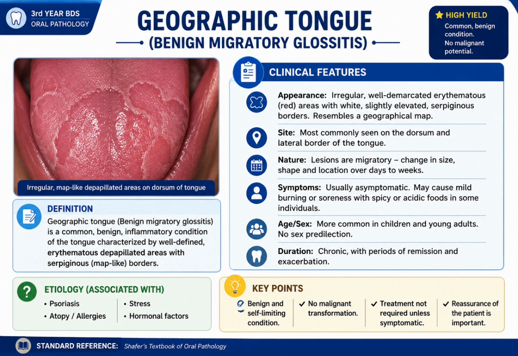So this is all about the anomalies. We have discussed ankyloglossia, fissured tongue, geographical tongue, and hairy tongue in detail. The remaining anomalies will be discussed in later classes.